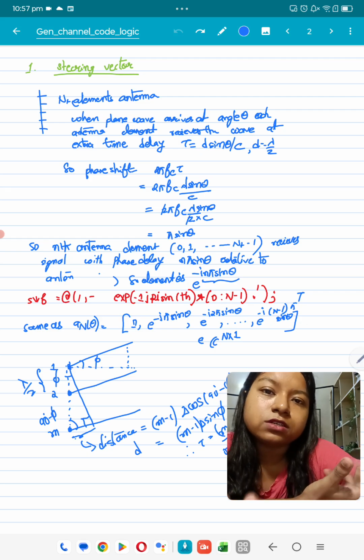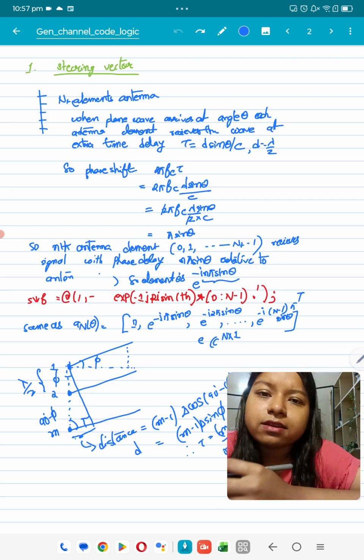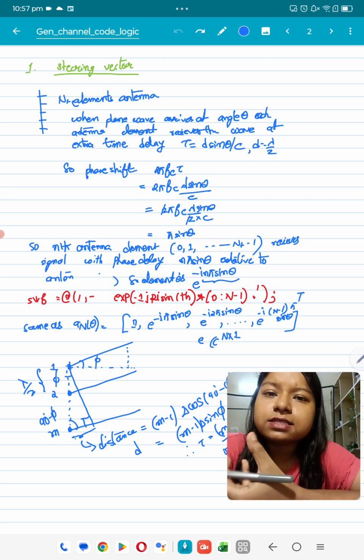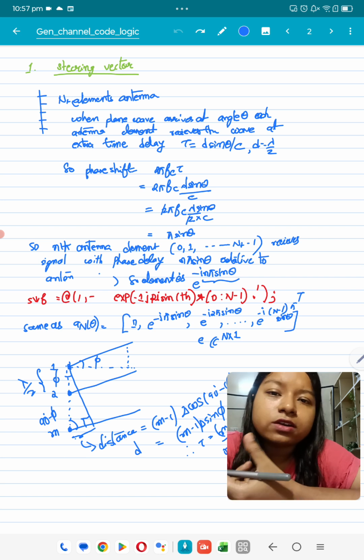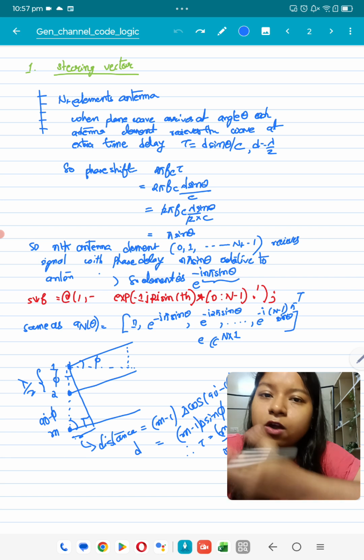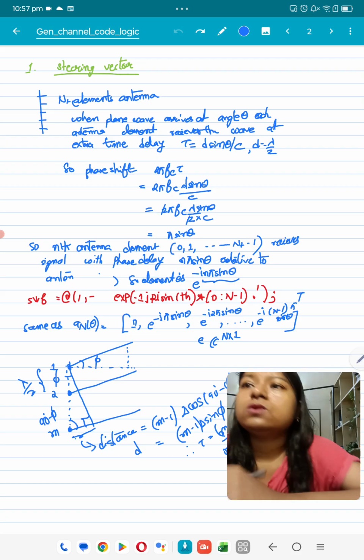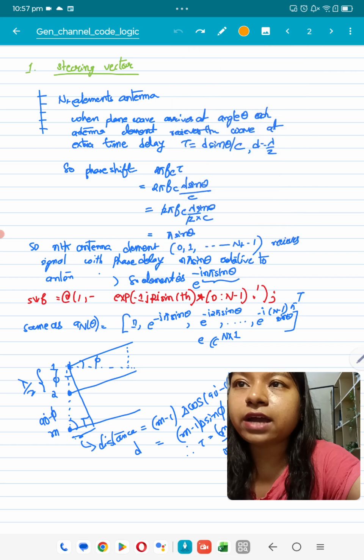when a wave travels from a source to the antenna elements, does the value, the magnitude or the phase of the wave remain the same for all the antenna elements? So suppose you may not be able to relate to what I am saying.